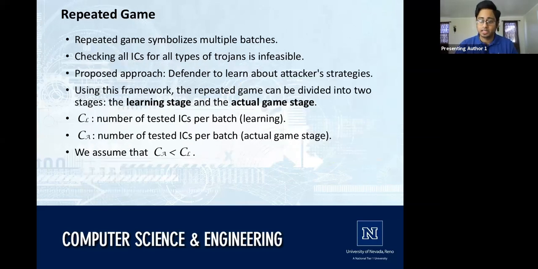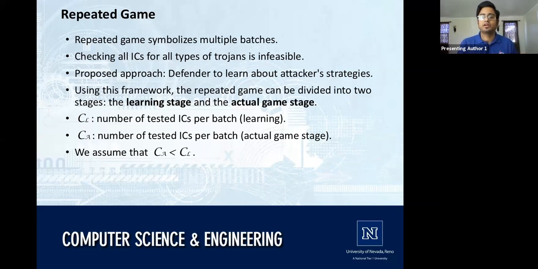So now we come into the repeated game scenario. The repeated game scenario showcases multiple batches. Whenever the manufacturing company sends back the ICs to the designing company, it will be in multiple batches of multiple ICs. So there's a repeated interaction over most of the ICs between the two players. Now, I previously stated checking all ICs for all types of Trojans is very much infeasible. So what do we propose in this paper?